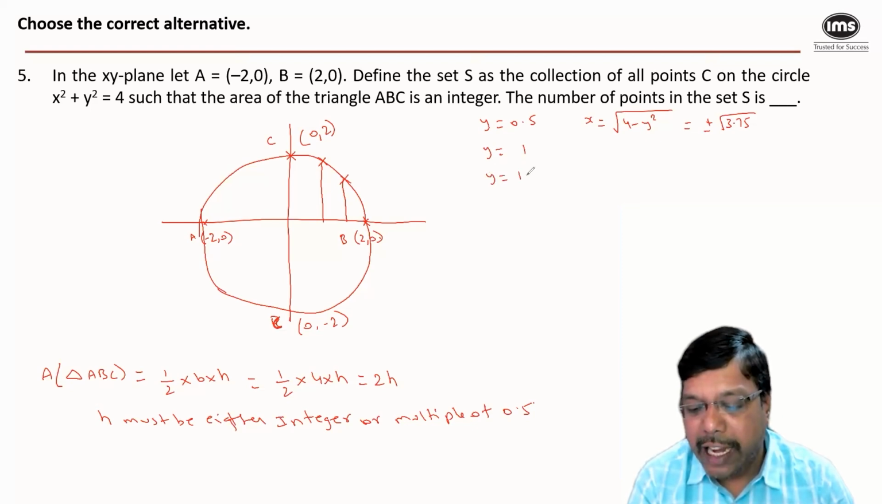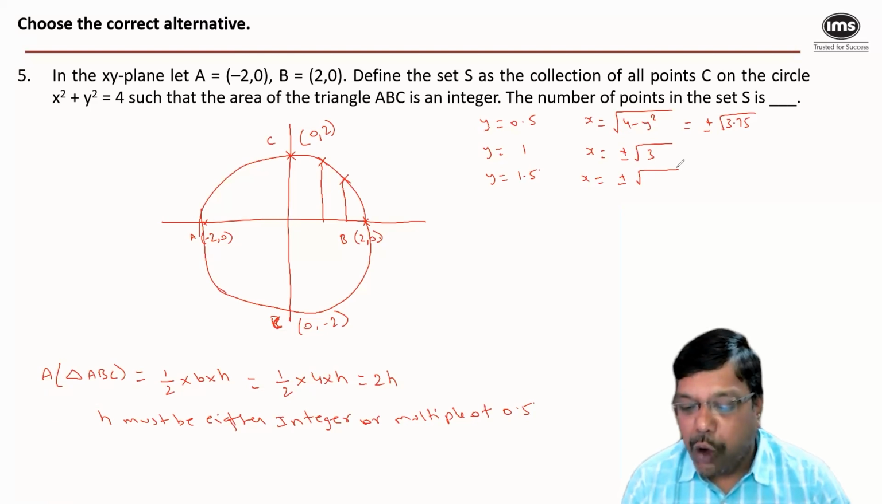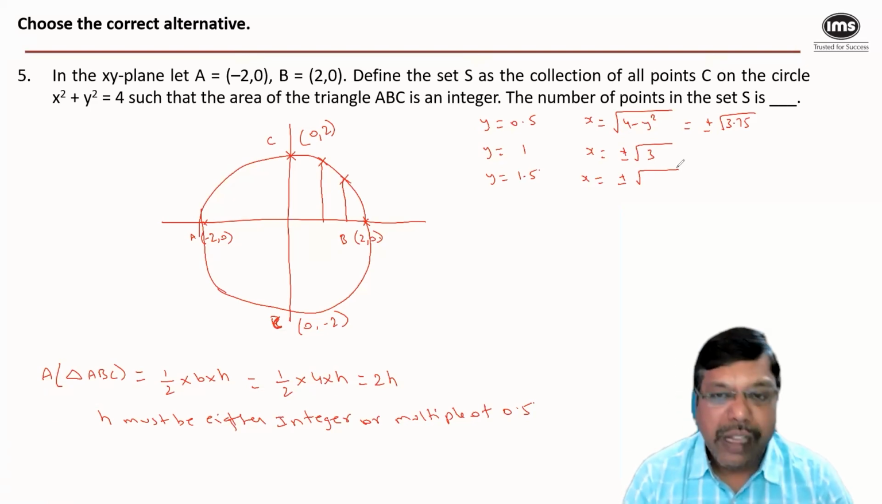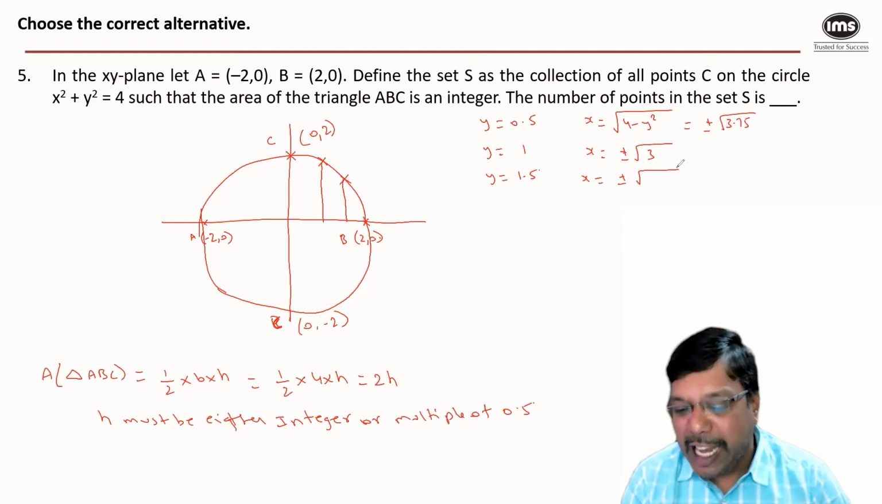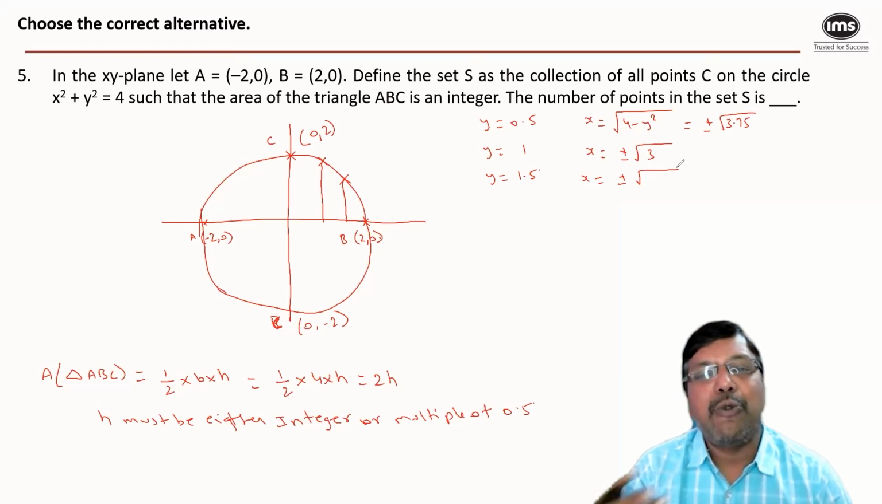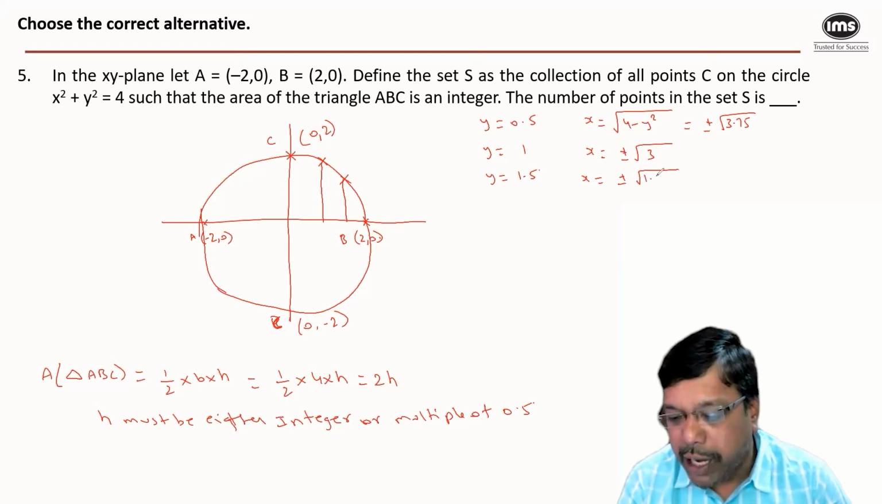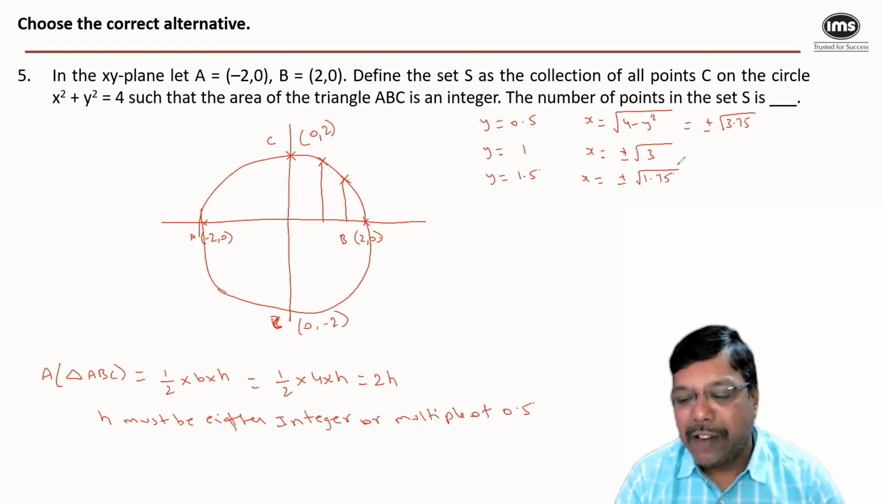The value of y can be 1.5. So in each case, I get x is equal to plus or minus square root of 3, and x is equal to plus or minus square root of... Now 1.5 is 3 by 2, so square of 3 by 2 is 9 by 4. So 4 minus 9 by 4, or rather you can say 1.5 square is 2.25. So 4 minus 2.25 is plus or minus root of 1.75.